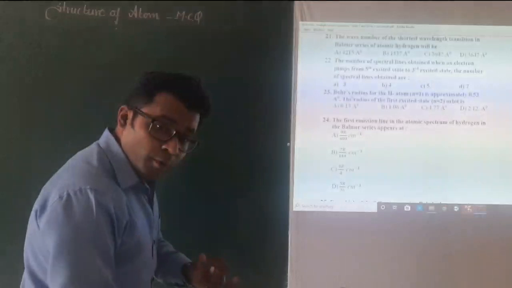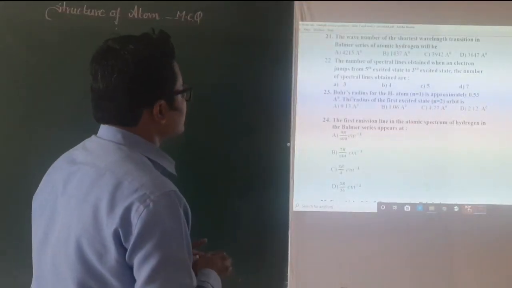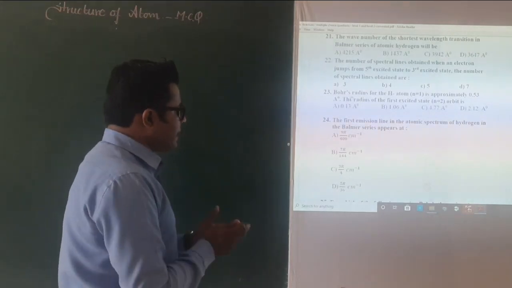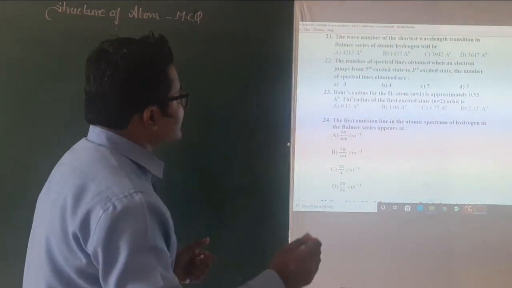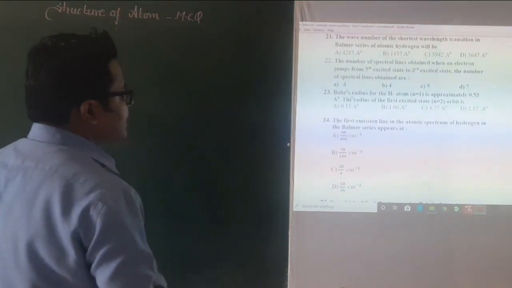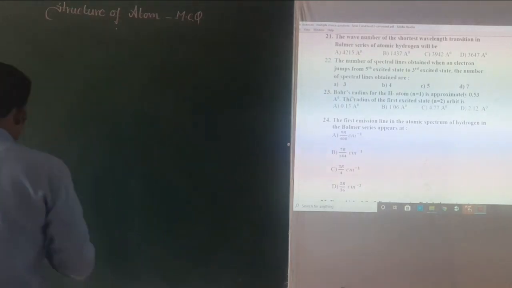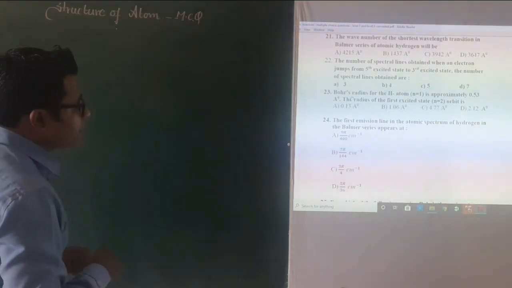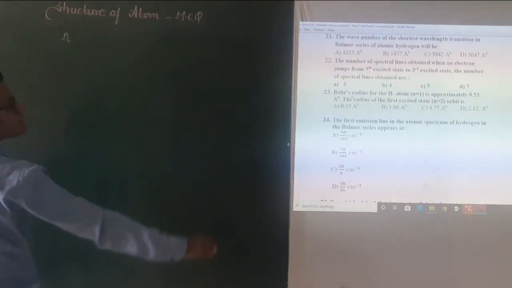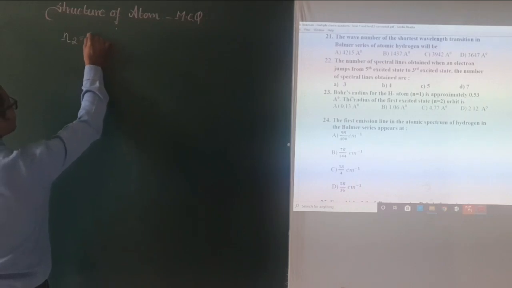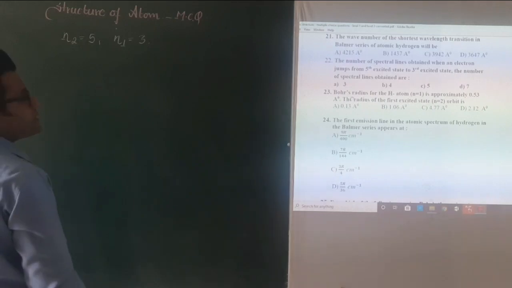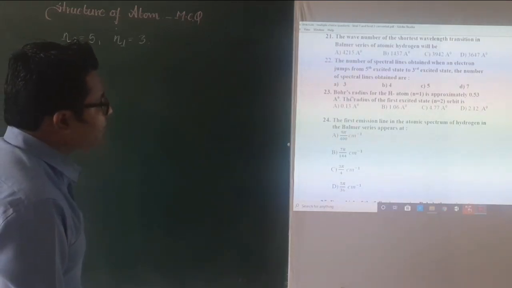Moving towards the second question, that is question number 22. The number of spectral lines obtained when an electron jumps from the fifth excited state to the third excited state. The number of spectral lines obtained are. So here, if we observe the number of spectral lines, N2 is 5, N1 is 3. This is what we have.